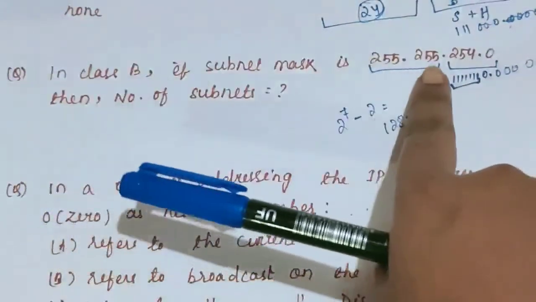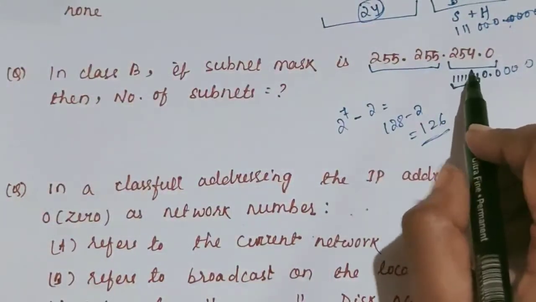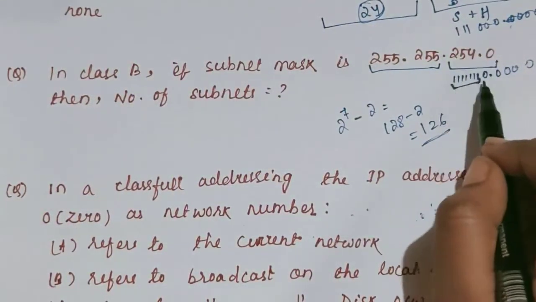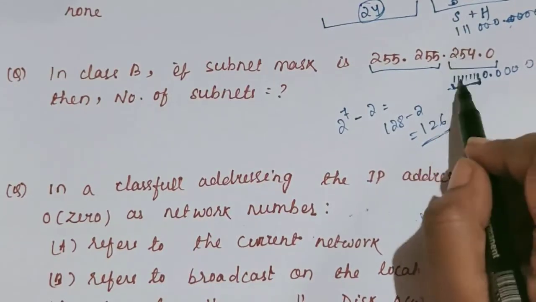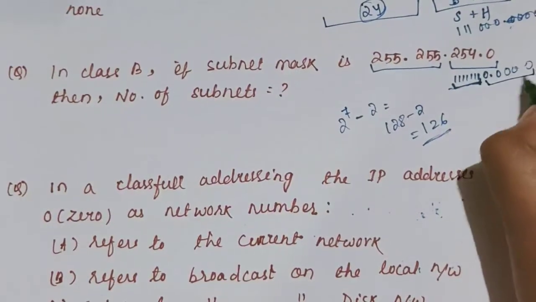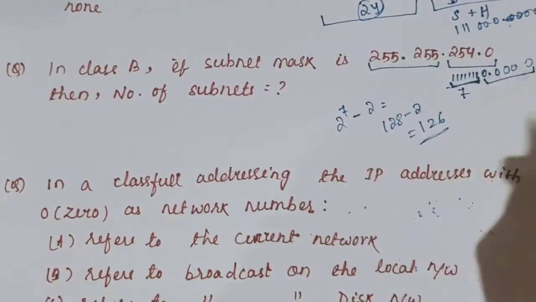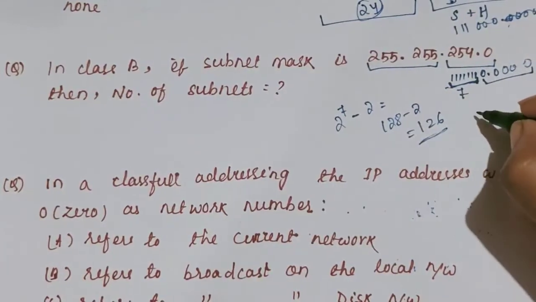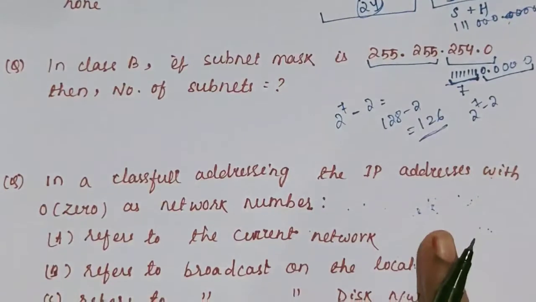See, the subnet mask is given as this and class B is given, and we know subnet bits are taken from the host part. So from the host part these bits become 1. It is nothing but simply the binary form of 254, and all zeros are the host bits. So here 7 bits are subnet bits, therefore the total number of subnets will be 2 to the power 7 minus 2. That is as simple as it is.